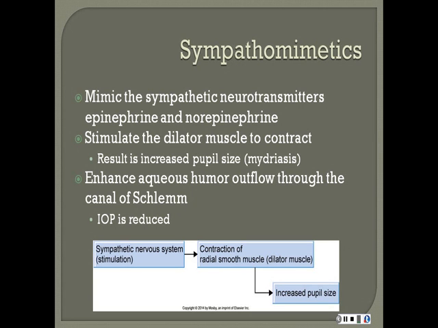So the sympathomimetics mimic the sympathetic neurotransmitters epinephrine and norepinephrine and stimulate the dilator muscle to contract, which results in an increased pupillary size. This will enhance aqueous humor outflow through the canal of Schlemm, and then intraocular pressure is reduced.